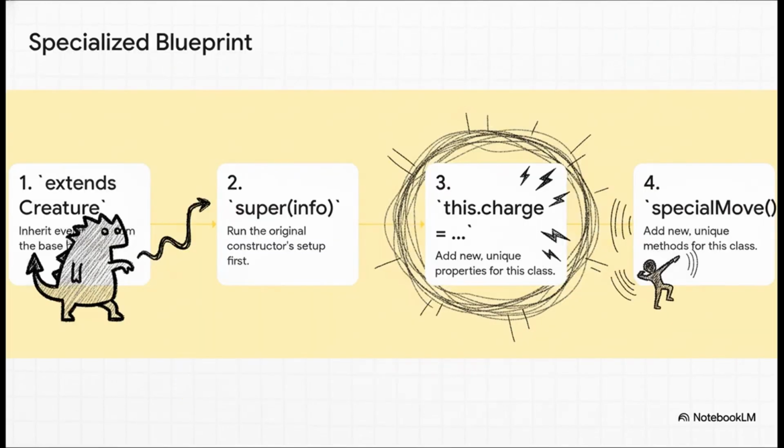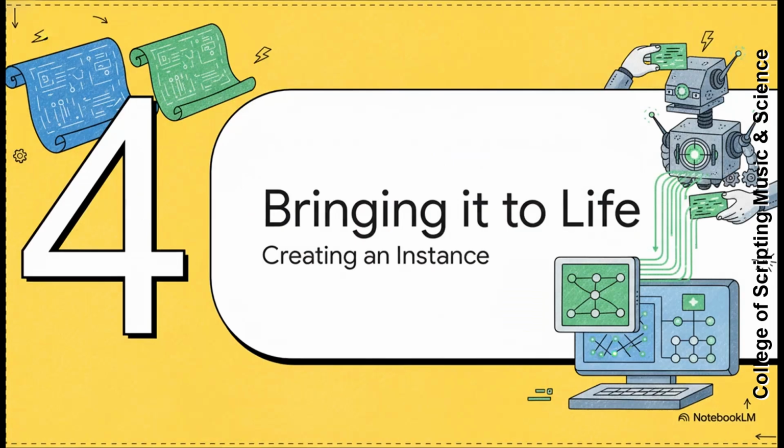So let's walk through this step by step. It's actually pretty simple. First, we use the keyword extends to tell our new Sparkling blueprint, hey, copy everything from the main creature blueprint. Then, inside its constructor, we call super. That just means run the original setup from the parent blueprint first. And only after that's done do we add our own new stuff, like the this.charge property and a brand new special move method.